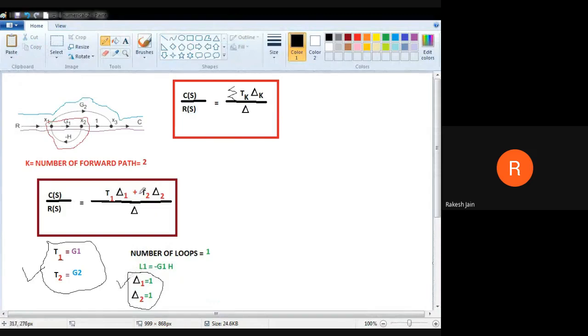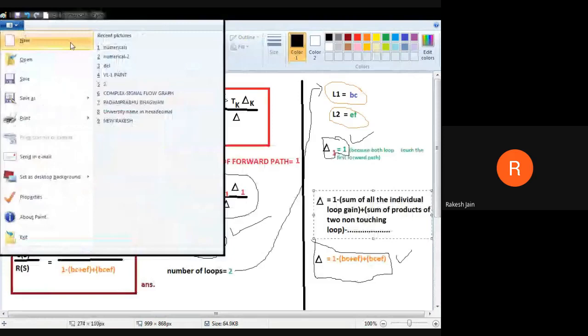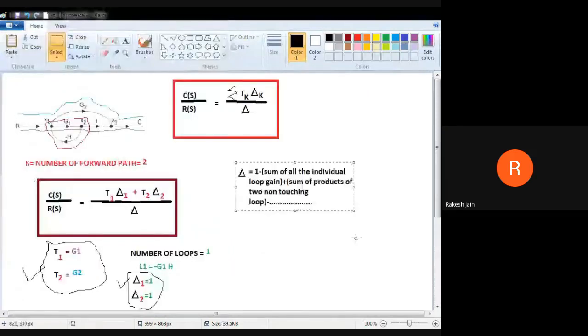So one more thing I need to find for the formula: the numerator term T1 I found, T2 I found, del 1 I found, del 2 I found. I only want to find del now. So as I have already told, what is the formula for del? I just copy the formula from the previous question which I just taught you. So del is equal to 1 minus sum of all the individual loop gains plus sum of products of two non-touching loops minus sum of three non-touching loops, and so on.